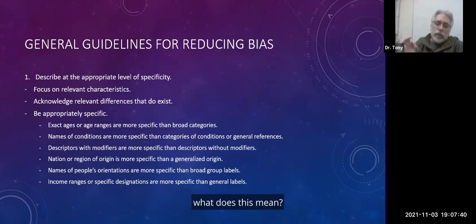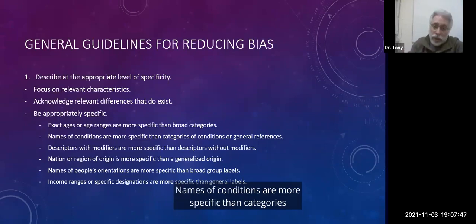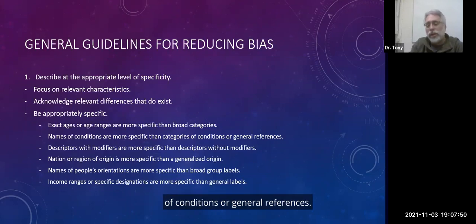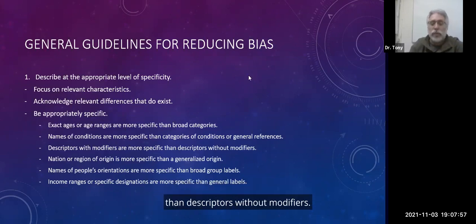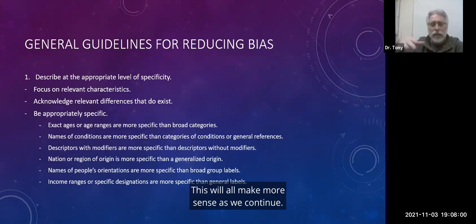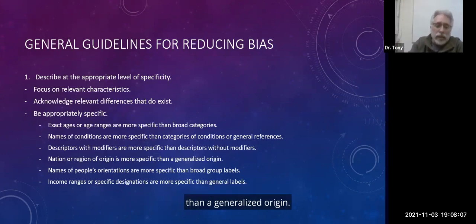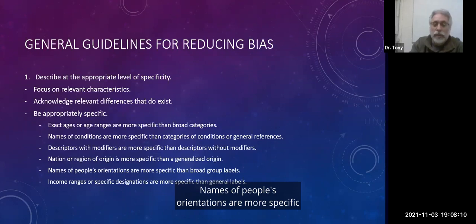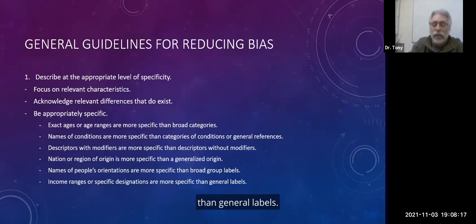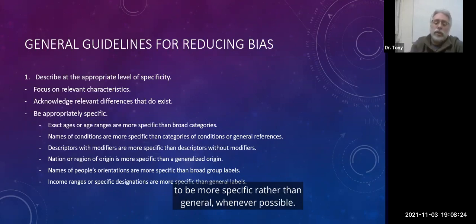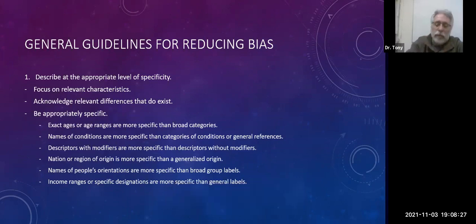What does this mean? Use exact ages or age ranges. They are more specific than broad categories. Names of conditions are more specific than categories of conditions or general references. Descriptors with modifiers are more specific than descriptors without modifiers. This will all make more sense as we continue, and you'll see examples of this. Nation or region of origin is more specific than a generalized origin. Names of people's orientations are more specific than broad group labels, and income ranges or specific designations are more specific than general labels. So in other words, as a rule, you want to try to be more specific rather than general, whenever possible.